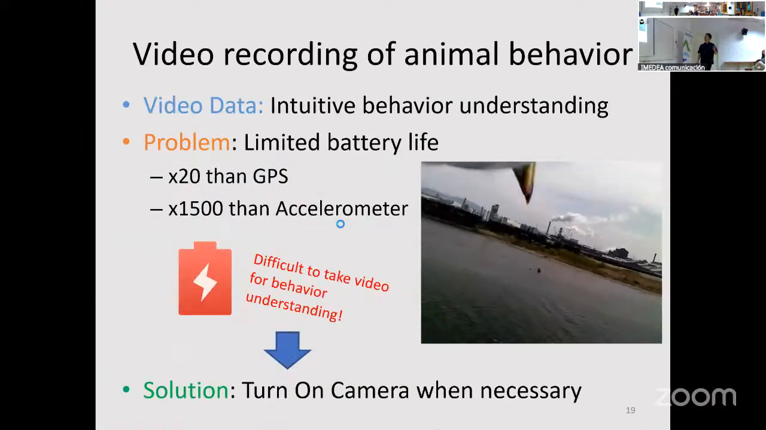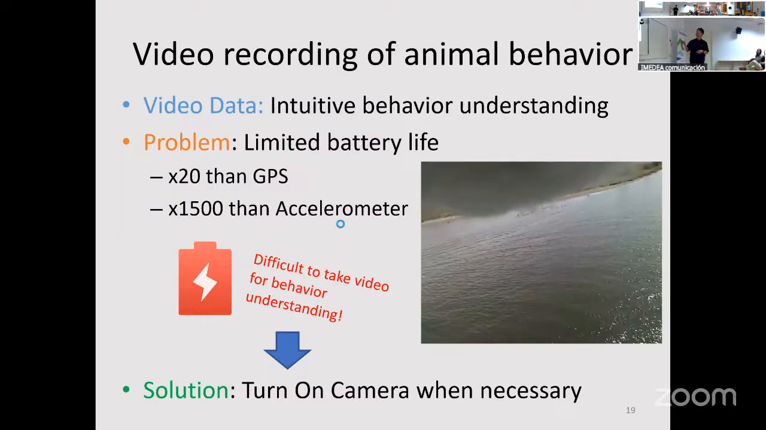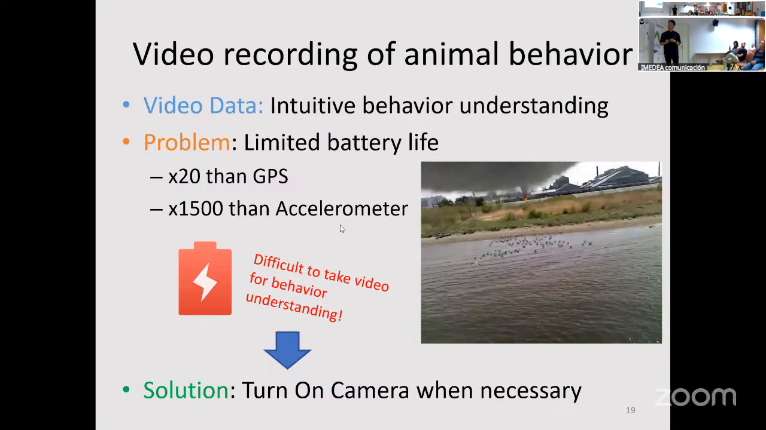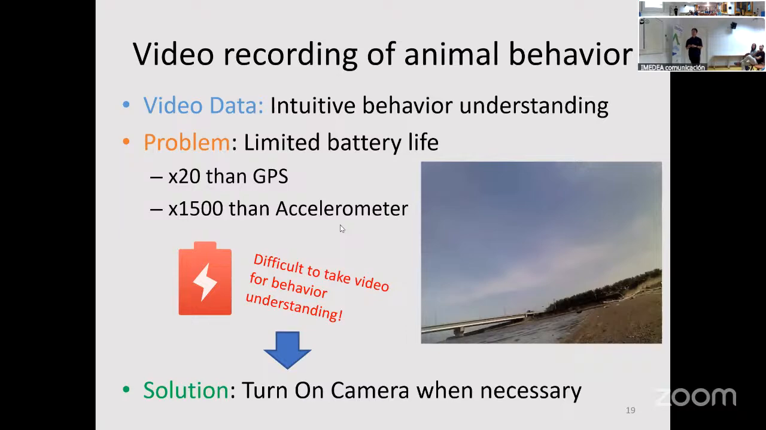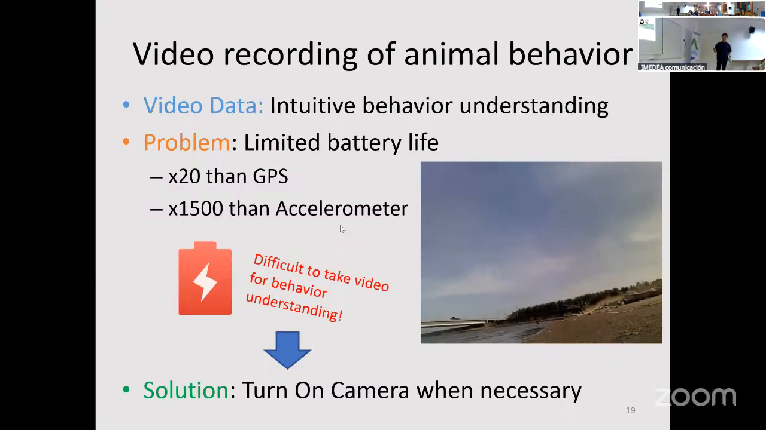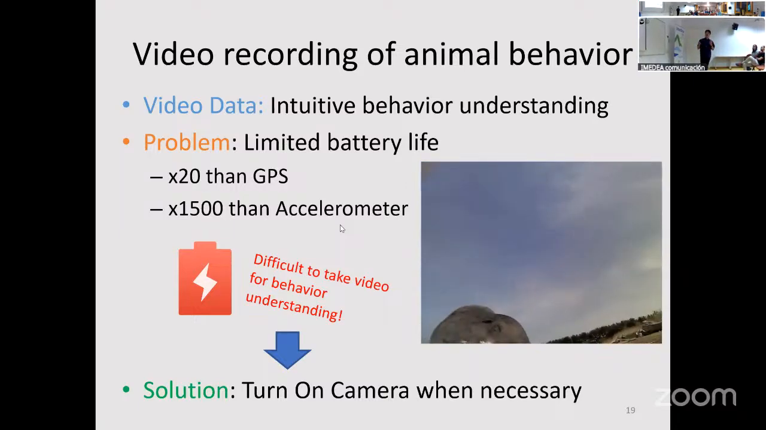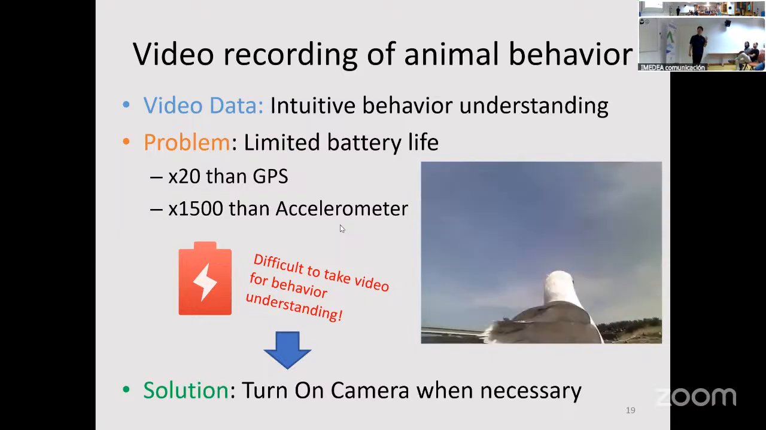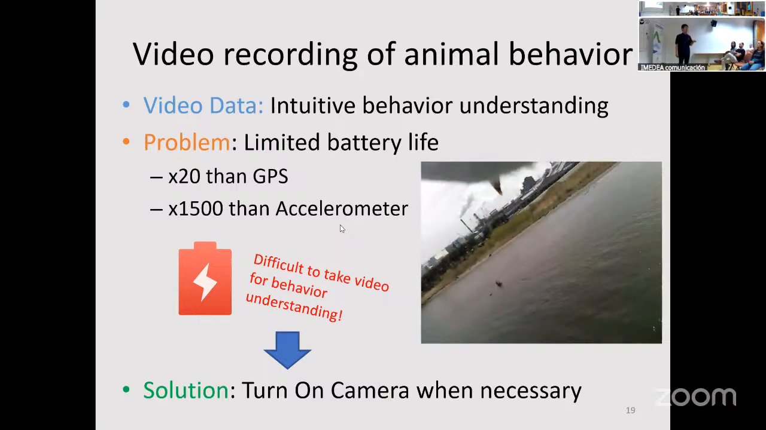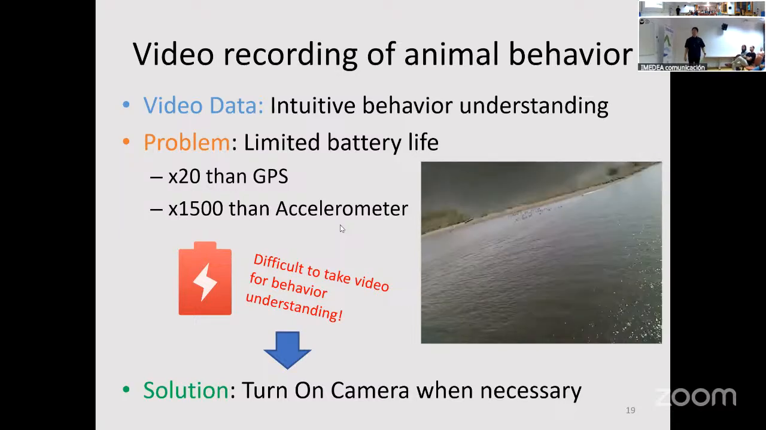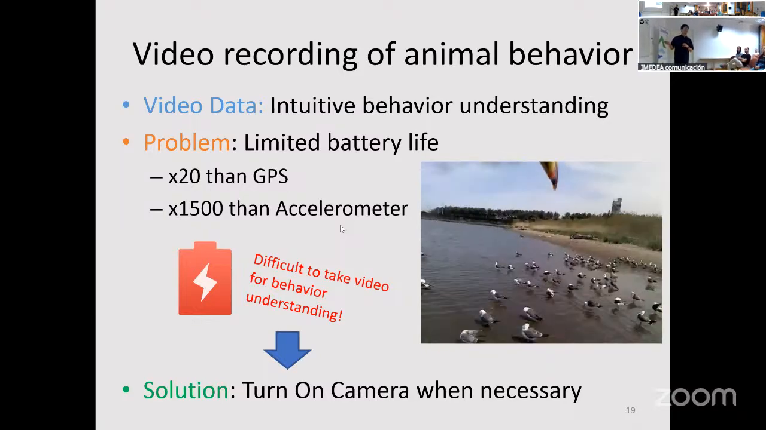As I said, our device has a video, and video data provide intuitive behavior understanding for biologists. Also, the problem is the limited battery life. The power consumption is much larger than other sensors. In the case of our device, the recording time is only 2 hours when we record the video. And so it is almost impossible to record meaningful behavior. Therefore, our solution is to turn on the camera when necessary.